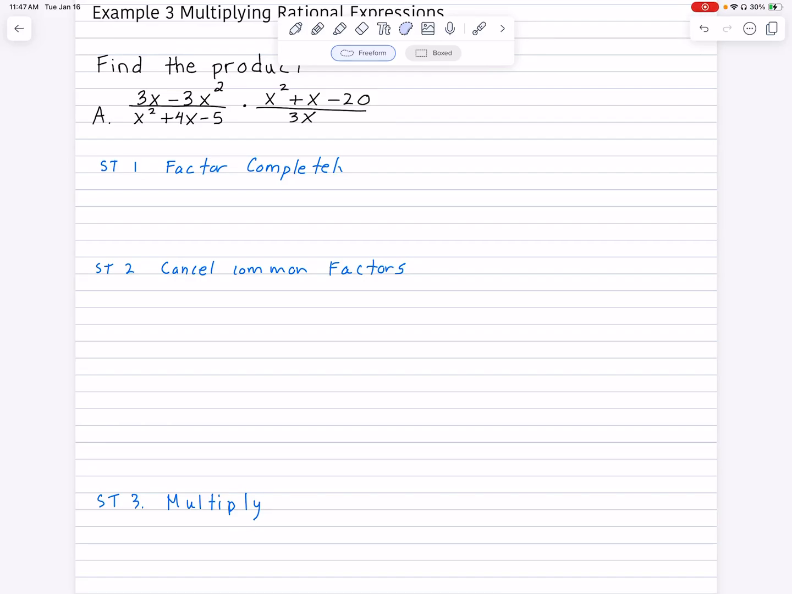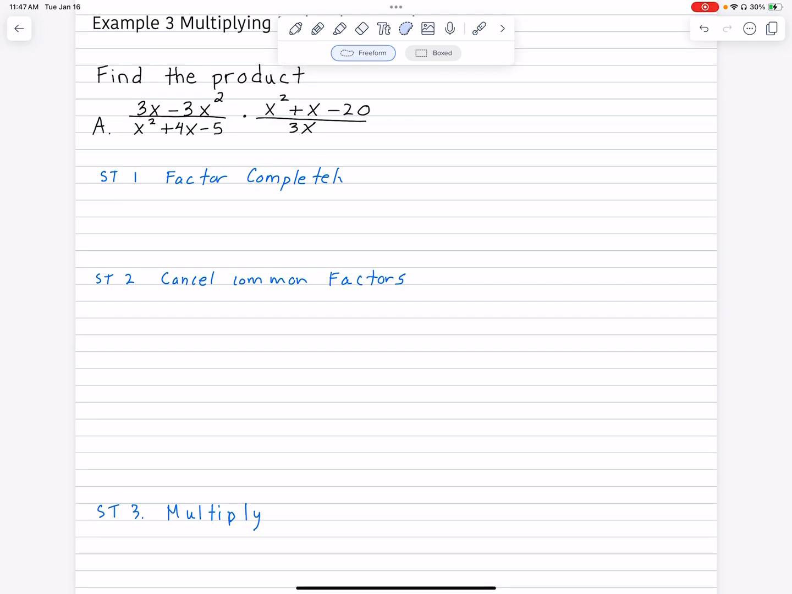Let's go and multiply these two rational functions, rational expressions together. So step number one, as you can see, we are going to factor everything completely.